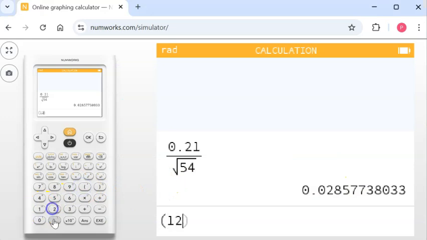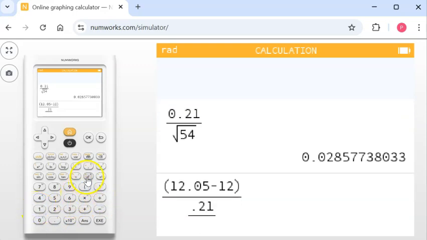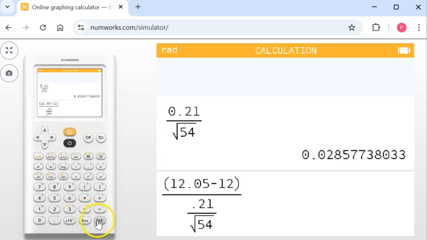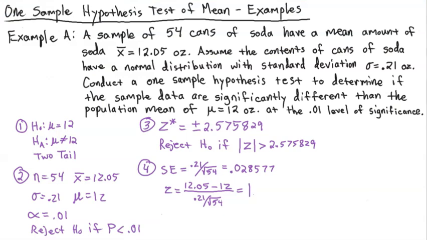We're going to do parenthesis 12.05 minus 12. We did this in a previous video. Divided by 0.21 over the square root of 54, and so our z statistic is going to be 1.749636, and we'll make this last digit a 6 because the next digit is a 5, so we round it up. Now hopefully you can see already that this is not larger than our critical z value. So I can already see we're not going to reject, okay?